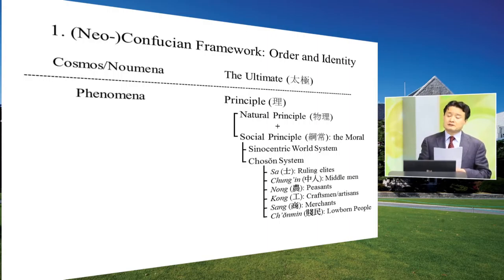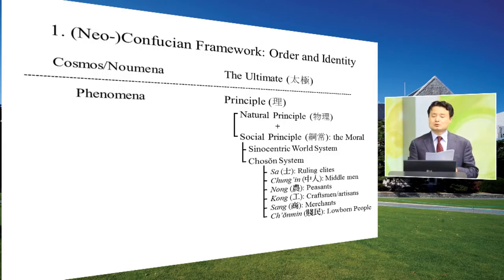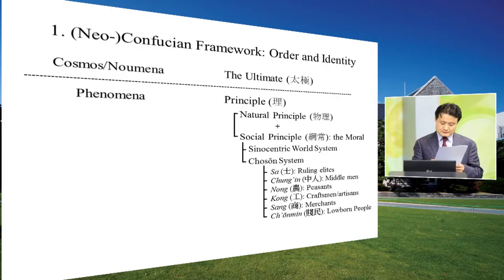At the same time, Confucian scholars also believed that there is a world that we can touch, feel, experience, and even think about. That's what they call phenomena, this world. And of course, they believed that there is a basic grounding law of this world. That's what they call principle, or li, or yi in Korean.